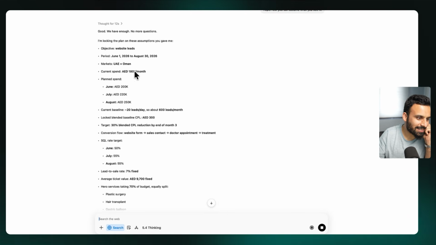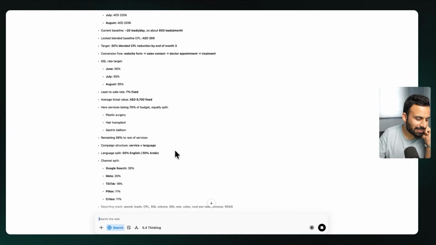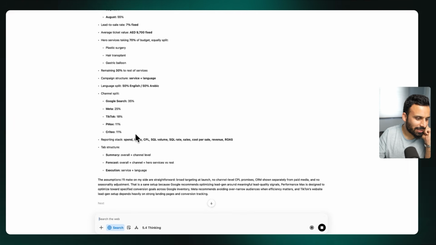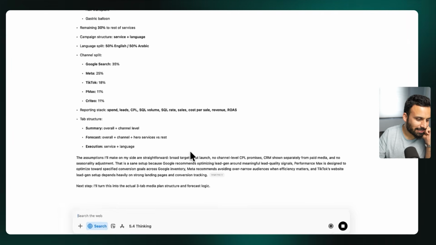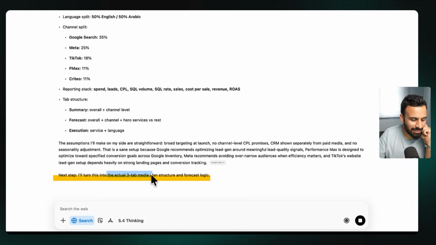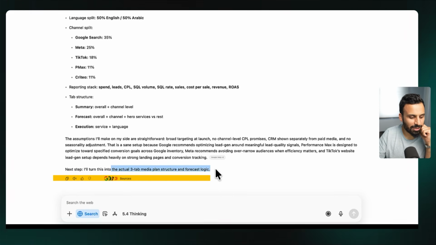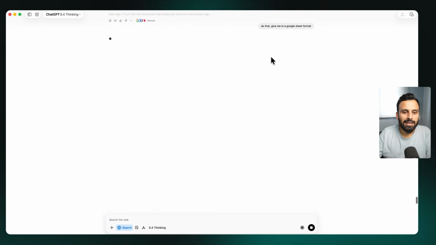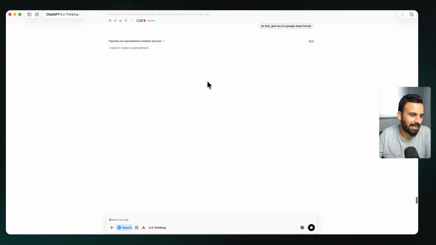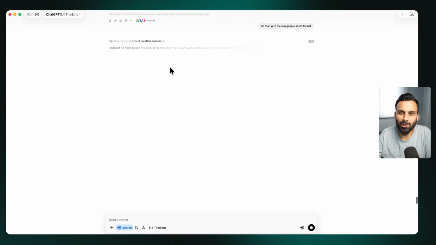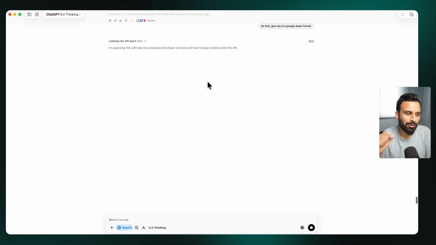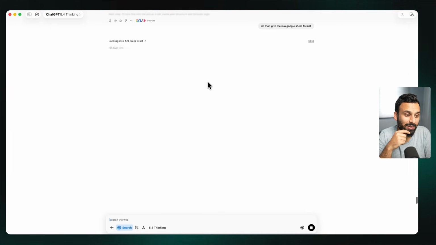Objective this, markets this, current spend is this, planned spend is this, 30% reduction in CPL. Yeah. This is all the information we provided. Okay, reporting stack. Next step, I'll turn this into an actual 3-tab media plan structure and forecast logic. Okay, do that. Give me it in a Google Sheet format. Even Excel is fine. I need to create a spreadsheet. It's again talking to itself. Looking into API Quick Start. Looks like it's directly going to give it to me as a Google Sheet, because we use Google Workspace. It's easier.